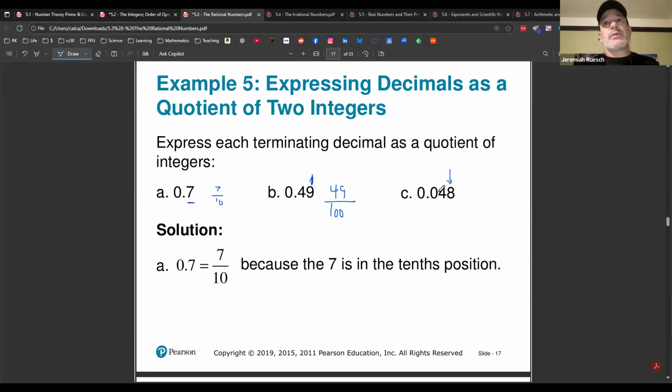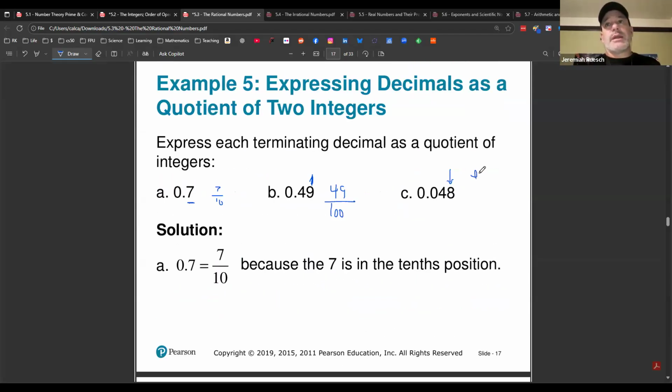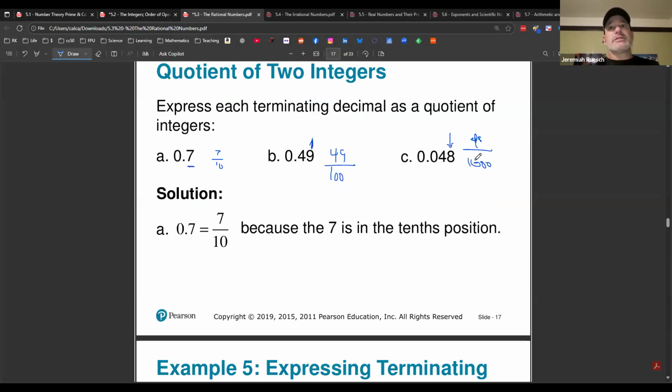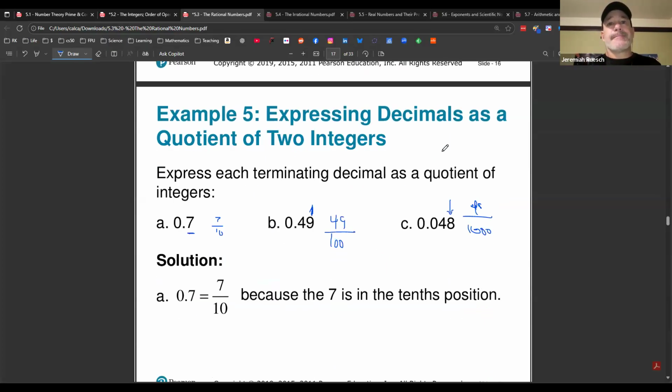And now here, notice that we're in the thousandths place since we're 3 decimal places over. So this is going to be 48 divided by 1,000. And now here, the GCD of 48 and 1,000 is not 1. And so we could reduce this fraction, should we choose to do so. Okay, but the important point here, of course, is to recognize that the last digit, if that is all that is represented in the decimal, is the place value that we can use to write it as a fraction. Okay.